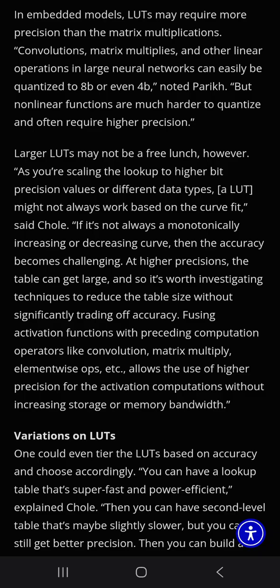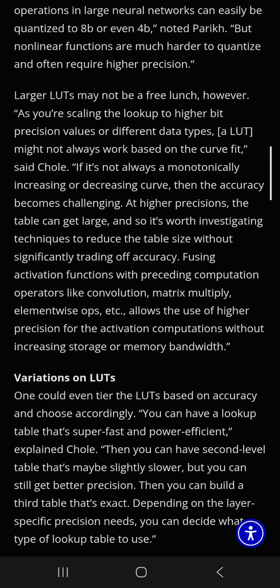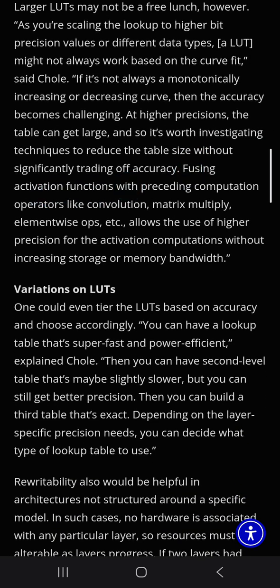If it's not always a monotonically increasing or decreasing curve, then the accuracy becomes challenging. At higher precisions, the table can get large, and so it's worth investigating techniques to reduce table size without significant trading of accuracy. Fusing activation functions with preceding computation operators like convolution, matrix multiply, element-wise ops, etc. allows the use of higher precision for the activation computations without increasing storage or memory bandwidth.